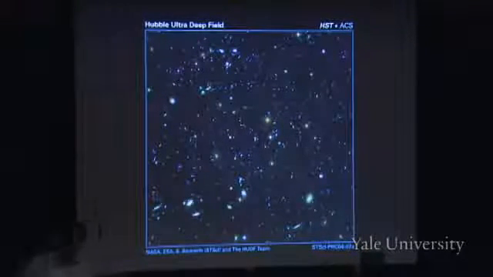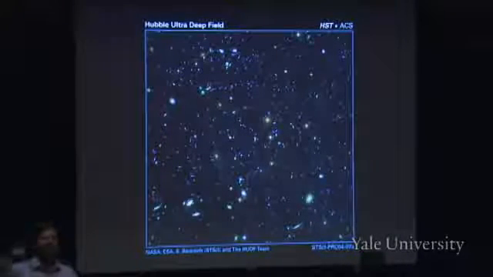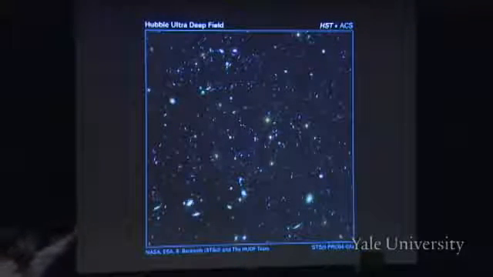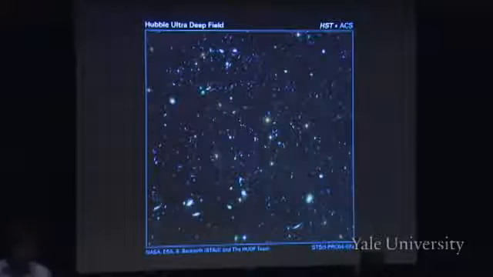This is a really small piece of the sky. This is a piece of the sky about 1% of the area of the full moon. So if you looked at the whole area covered by the full moon up in the sky, and you did this kind of picture, you would discover literally millions of different galaxies.